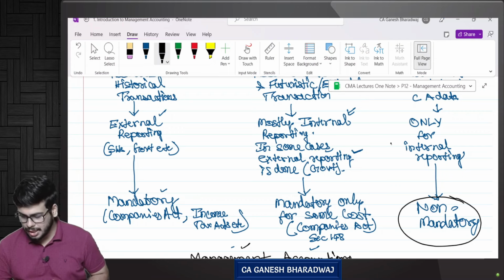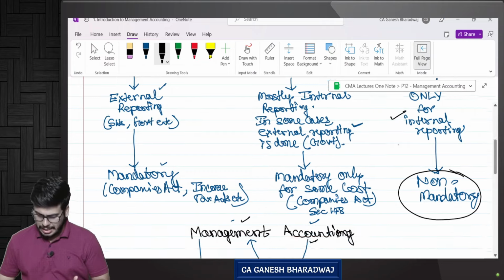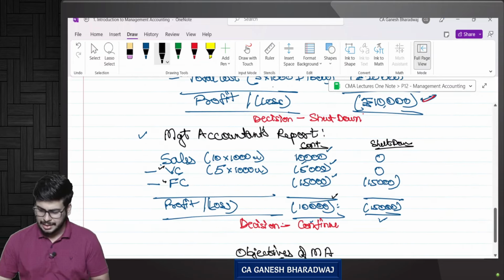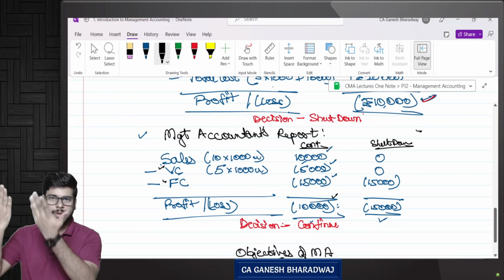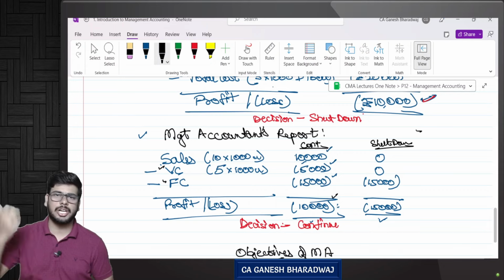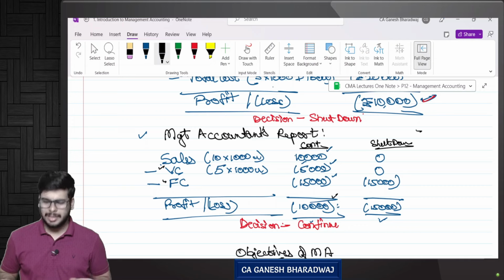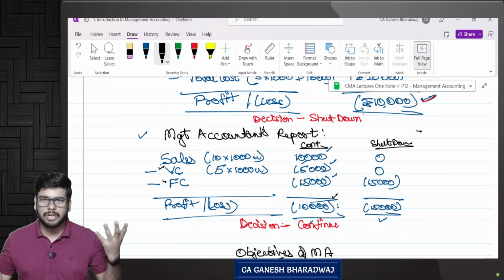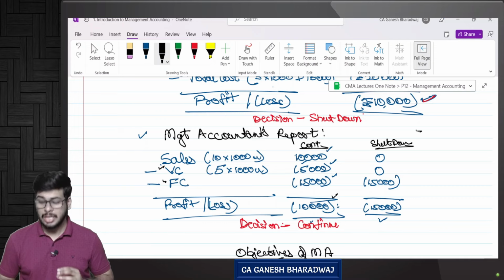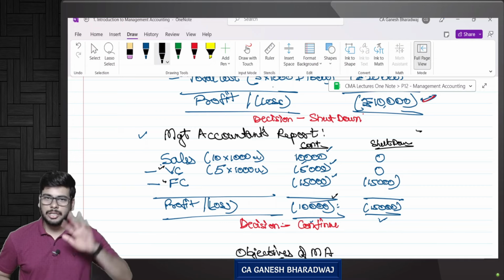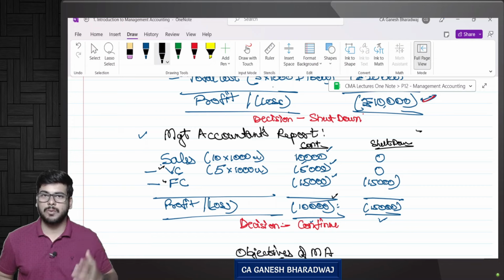And this is strictly for internal purposes. Now, whatever I did here, this analysis, do you think this will be reported? Should this be reported to the shareholders or to the government? Why? This is for successful running of business. It's meant for internal purpose. This should not even go outside the company. In fact, at times, these are all confidential data. This should not even go to the outside world, because competitors are watching. They are looking at you.